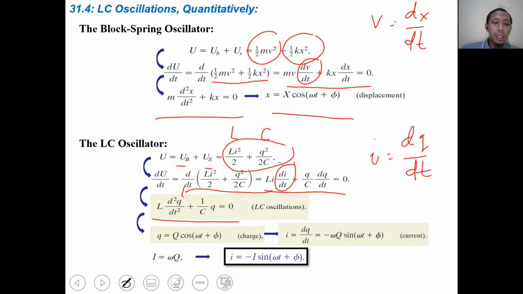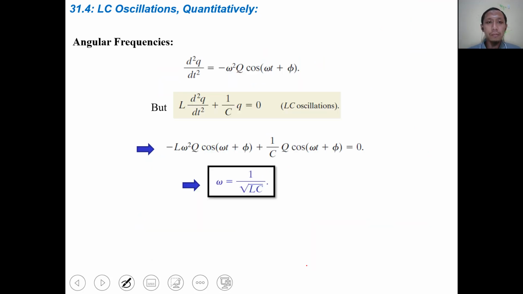And then the solution is q equals Q cosine (omega t plus phi), as the charge. The current i is dq/dt, so we differentiate this equation: minus omega Q sine (omega t plus phi). The magnitude of the current, big I, is omega Q, and then i is equal to minus I sine (omega t plus phi). And this omega is the angular frequency.